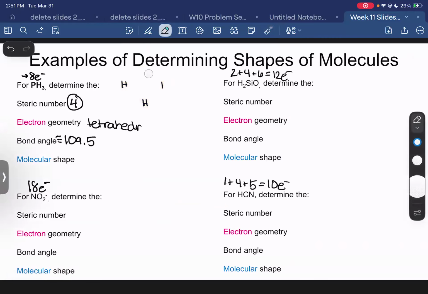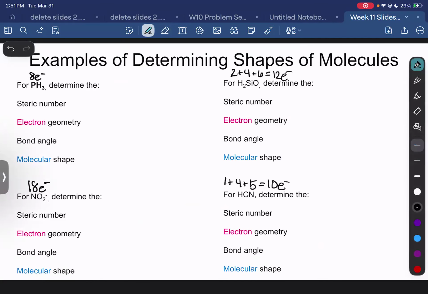Now notice, oops, I'm going to erase that. So I've already put the number of valence electrons on there, and I'm going to go through the Lewis structures pretty quickly because I've linked in the formative. If you need more help with these, slower practice, you can check those out.